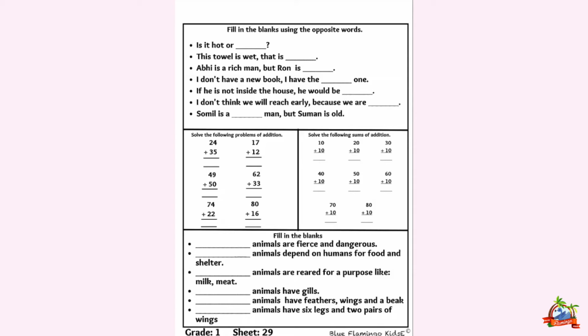I don't have a new book. I have the old one. मेरे पास नई बुक नहीं है, मेरे पास पुरानी है. New का opposite word old. New, new. Old, old.